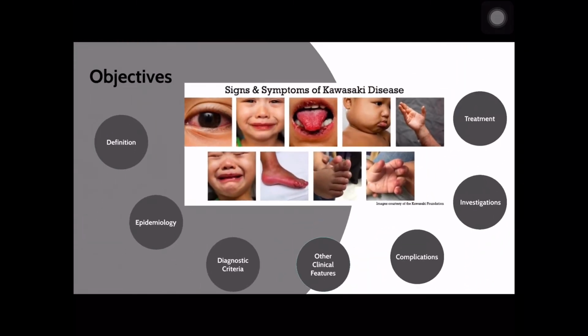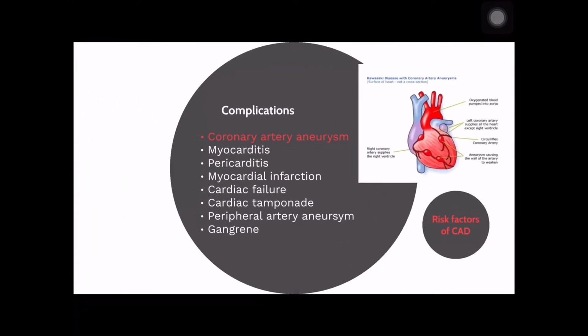The most important and common complication is coronary artery aneurysm, usually within 2 weeks of illness, affecting up to 25% of untreated children. However, it is usually asymptomatic. It may manifest as myocardial infarction, myocarditis, pericarditis, endocarditis, heart failure, cardiac tamponade, and others like peripheral artery aneurysm and gangrene.